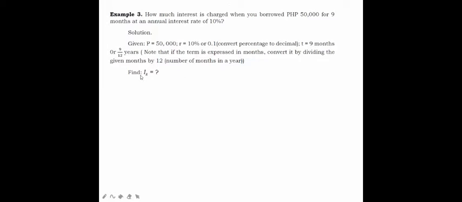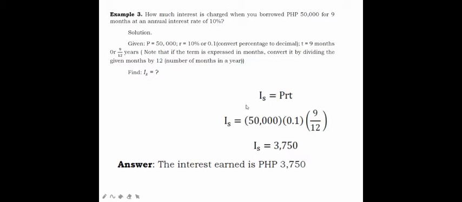So we are going to find the simple interest or the I sub s. So we have here the formula for I sub s. I sub s is equivalent to P times R times T. So the principal is 50,000. So substitute lang natin the value of principal, which is 50,000, times the rate, that is 10%. So in decimal form, that is 0.1. And then the time is 9 months. Since hindi umabot siya ng 1 year, the 9 months is i-divide lang natin into 12 because in a year there are 12 months. So that becomes 9 over 12 years.